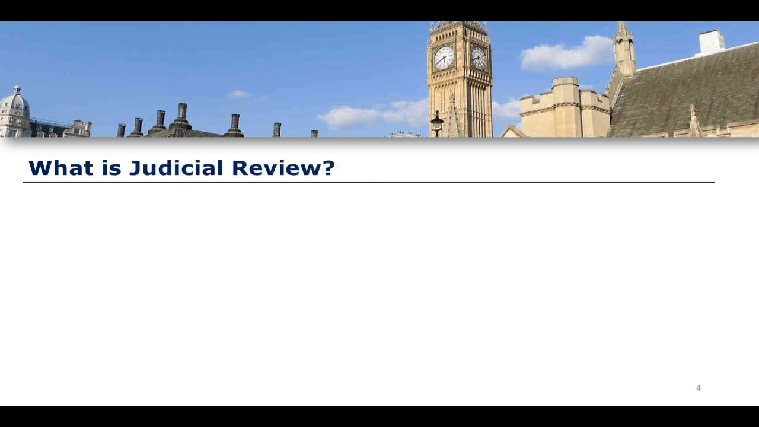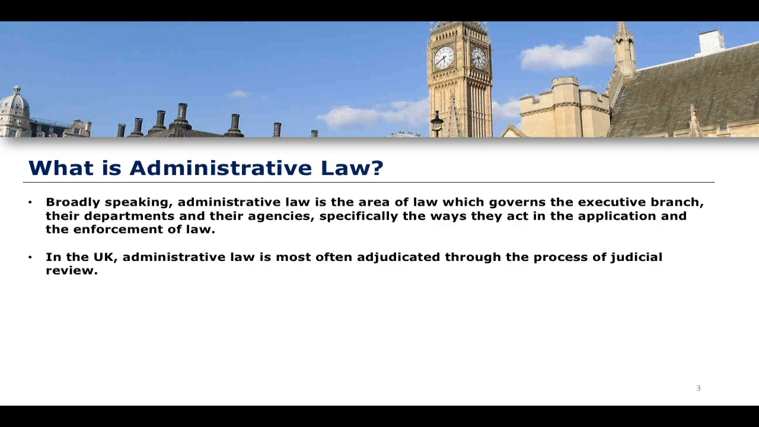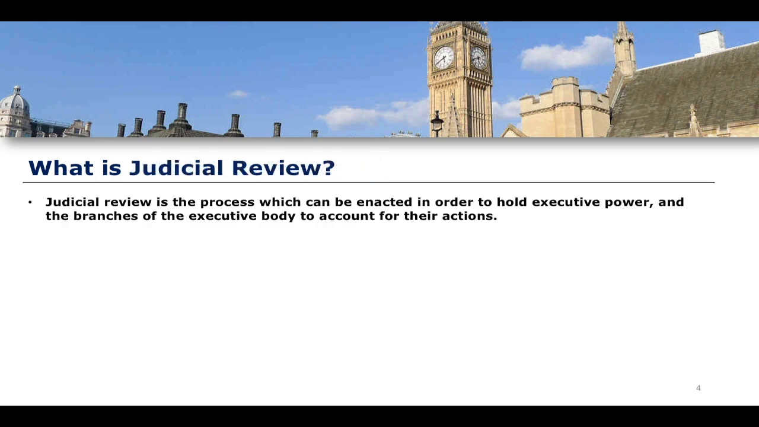So this begs the question, therefore, what is judicial review? We know what administrative law is. It is a law that is examining the process of the executive branch, the departments and their agencies. What then is judicial review? Well, judicial review is the process by which we can think about holding the executive branch to account. It's a way in which we can hold executive power to account for their actions.